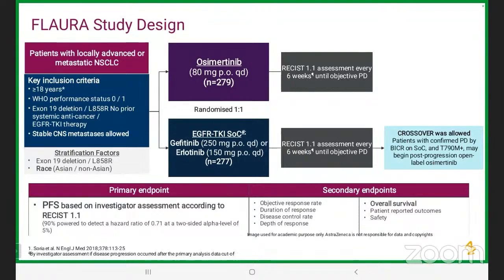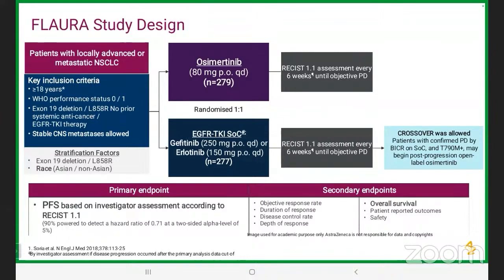The mutations were of two types mainly, exon 19 and L858R. Patients should not have received any prior systemic therapy, and the performance status would be 0 to 1. Stable CNS metastasis at baseline was allowed, and the dose of osimertinib was 80 milligrams once a day, with 1:1 randomization. The EGFR TKI standard of care was gefitinib or erlotinib at 250 milligrams and 150 milligrams once a day. All patients were assessed by RECIST 1.1 criteria every 6 weeks until objective progressive disease.